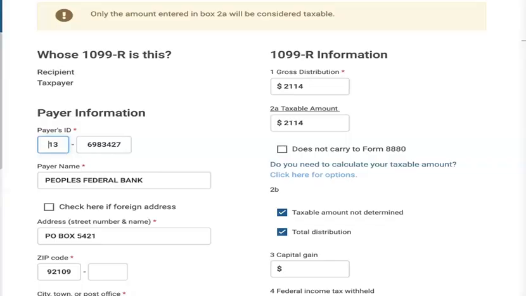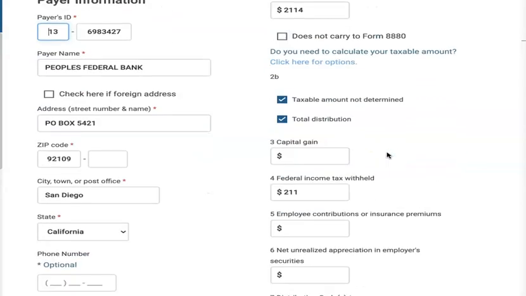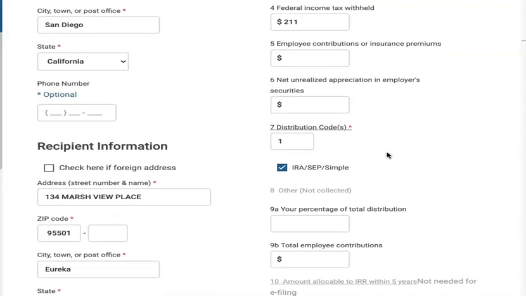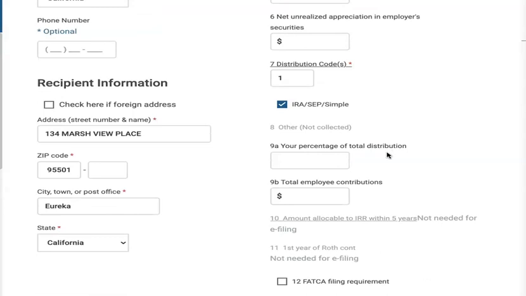Now let's take a look at the 1099-R. Notice that even though taxable amount not determined was checked and total distribution was checked, which is sort of a contradiction, the box 2a was filled in. The distribution code is 1. That's critical. That's an early distribution. That means because the taxpayer in this case is under the age of 59 and a half, there are penalties on the early withdrawal. Potential penalties, 10% federal and 2.5% California.